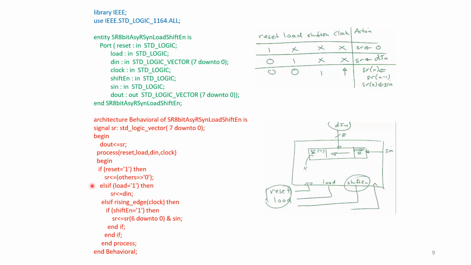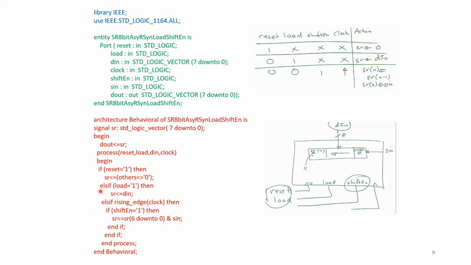Okay, let's check it now, then it will be clear. After begin, we are checking for asynchronous inputs. We have reset as asynchronous, we have load as asynchronous, right? So as it says, if reset is 1, then SR will be 0, as we discussed in the truth table, because reset active means reset to all 0. Then if load is 1, it's loading the values of data in. Now else if, we are checking for the rising edge of the clock.